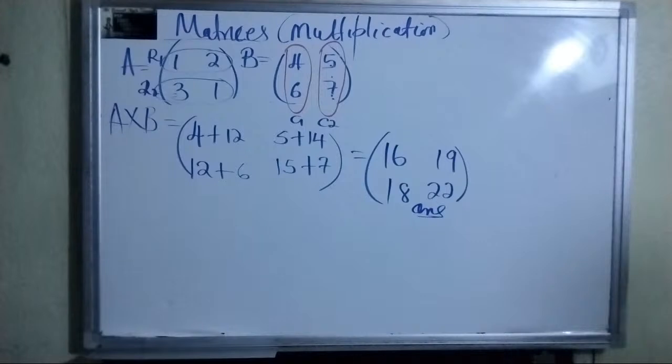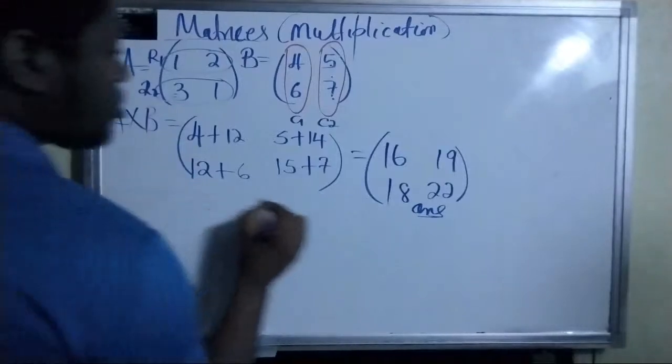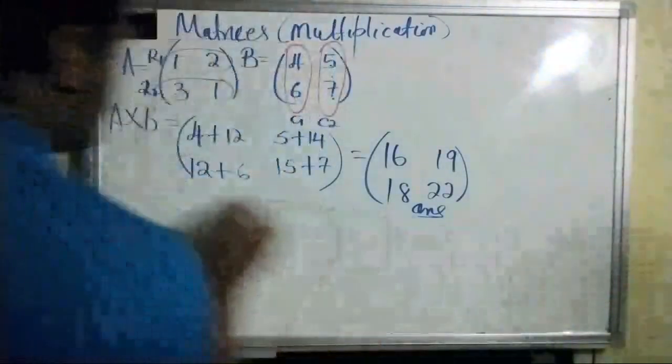Now I want you guys to do B times A. See if we get the same thing for A times B versus B times A. So go ahead and do that. I'm going to do it right down here after 2 minutes. That's the time I'm giving you guys.